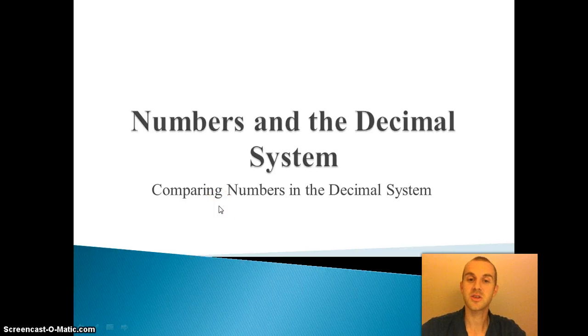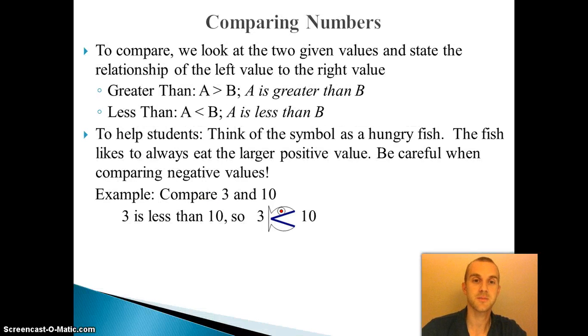In this video, we're going to compare numbers in the decimal system. When we compare two values, we're always looking at the left value in comparison to the right value. When it's greater than, we say that the left value is greater than the right value, and you see it's opening towards the larger number. When the left value is smaller, we say that the left value is less than the right value.